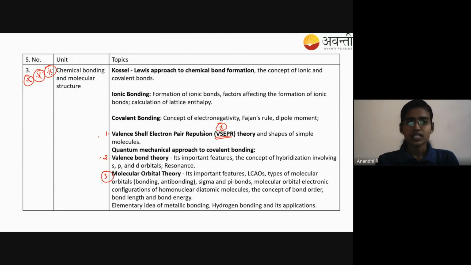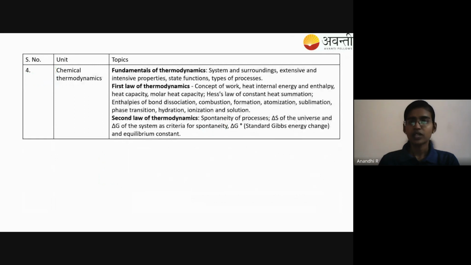So coming to the next lesson, chemical thermodynamics. The fundamentals of thermodynamics and the first law, second law are included here. It is again a very important lesson for your pure physical chemistry. So chemical bonding can be included in inorganic as well as in physical. But in the syllabus released by NTA and NMC, chemical bonding is listed under physical chemistry. But it is a very basic lesson for all of chemistry.